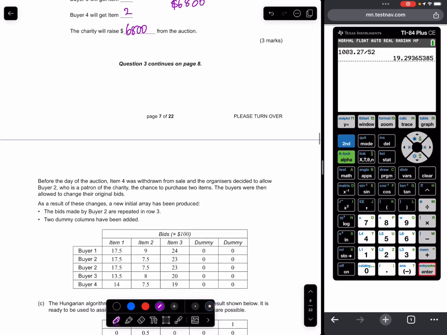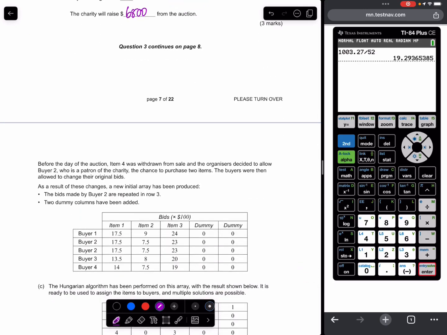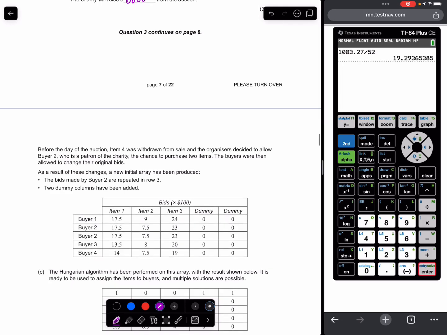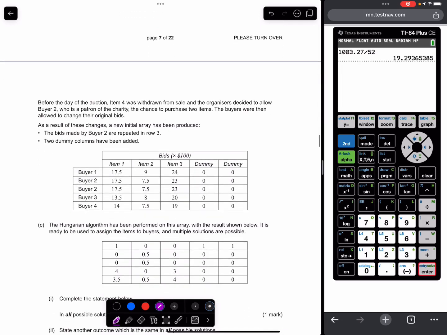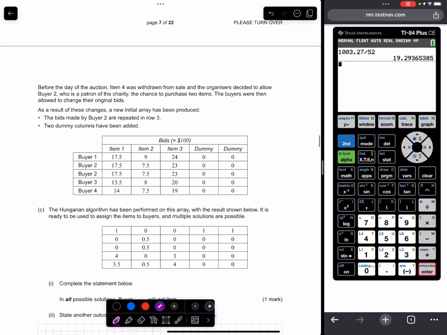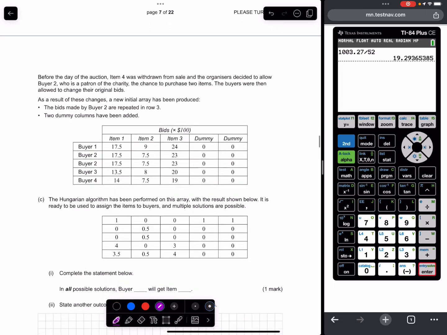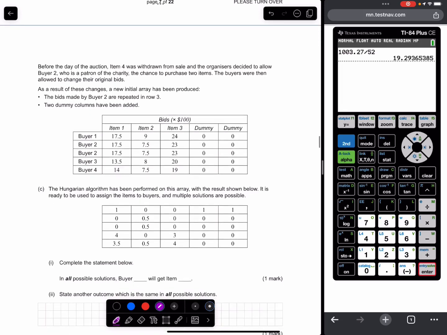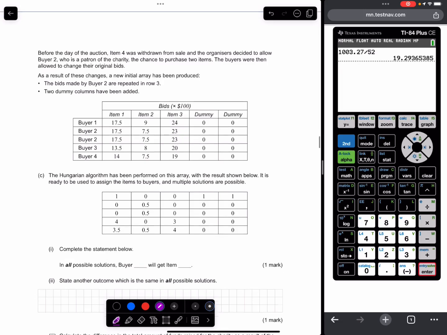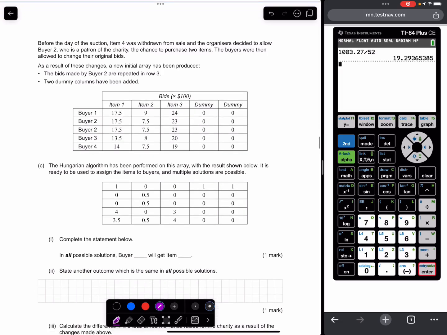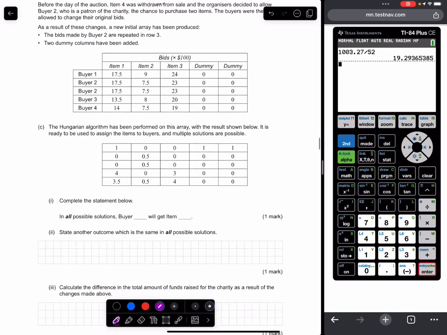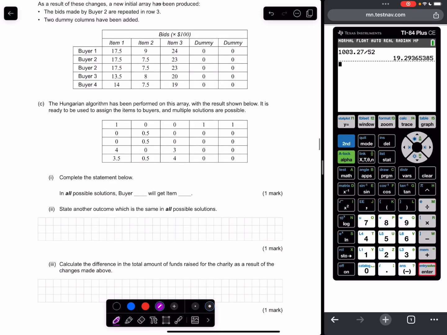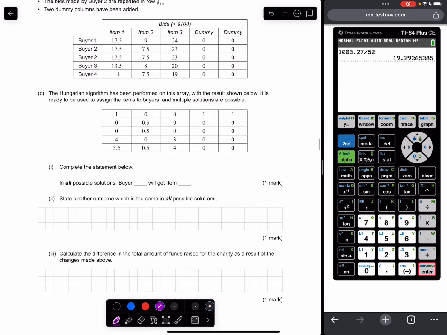Question 3 still going. That's page 7 down. Before the day of the auction, item 4 was withdrawn from sale. They allowed buyer 2 the chance to purchase 2 items. The buyers were then allowed to change their original bids. As a result, a new initial array has been produced. The bids are repeated in row 3. 2 dummy columns have been added. They performed the Hungarian algorithm with the result shown. It's ready to be used to assign items to buyers, and multiple solutions are possible.